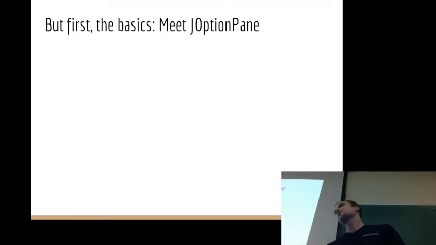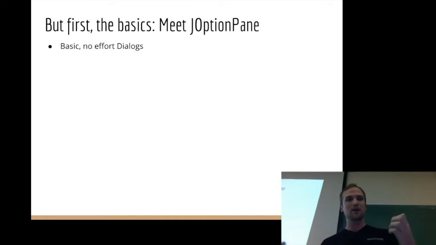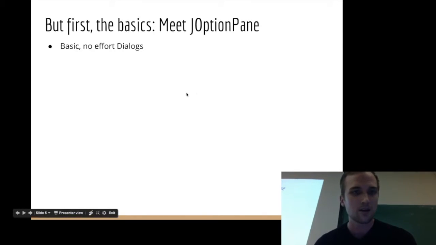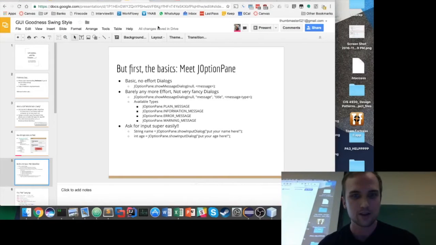So this is called JOptionPane. It's a one-liner, basic no-effort dialogues. And so this is when we break out our IDEs, and we're going to start coding some stuff. So I will create an empty project. I have a lot of tabs open.